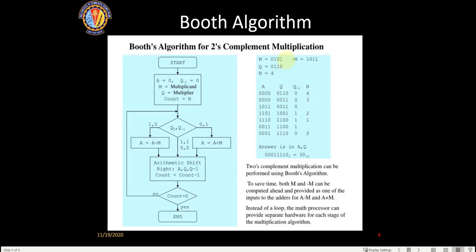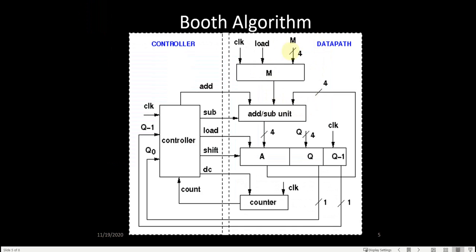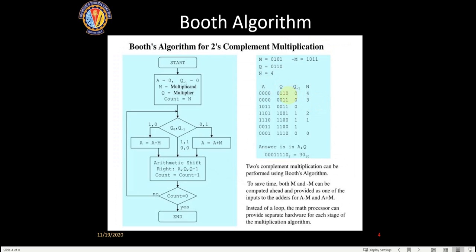It is best understood by an example. So here M is 0101. What does 0101 stand for? It stands for 5. Q stands for 6. So this number is written here. Accumulator is 0000, initially the accumulator is 0. Qn, Qn minus 1. Okay, let's do this first, and then we'll go to the algorithm. So Q is written here, n equal to 4.